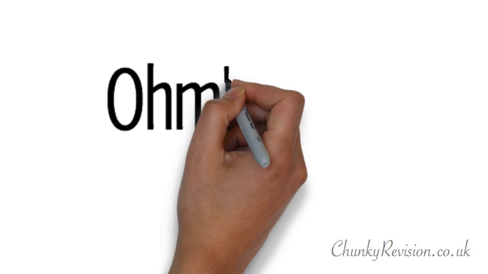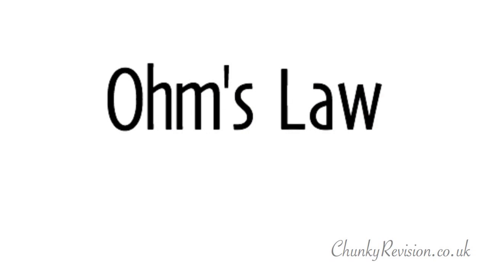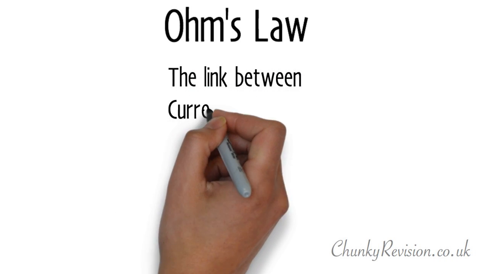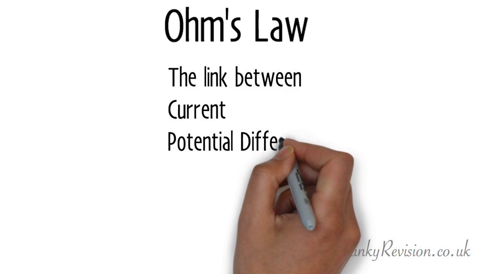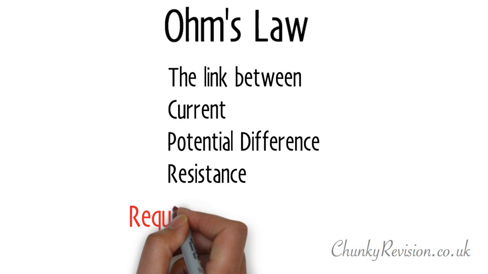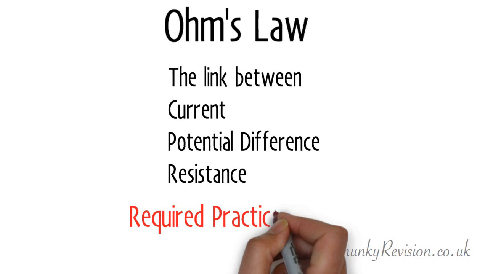Ohm's law. This is a very famous law that allows us to predict what happens to the current in a circuit if we increase the potential difference. It introduces a new quantity called resistance. Resistance is a measure of how difficult the current finds it to go through a component. It is an important part of the course. There are 2 required practicals in it, for example.